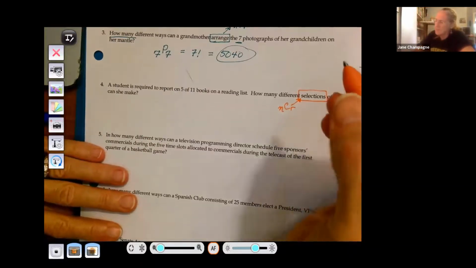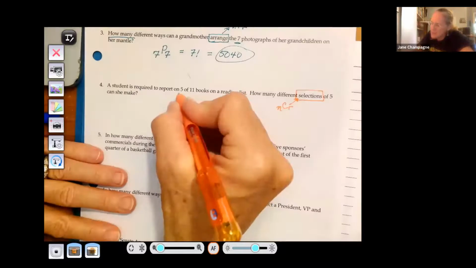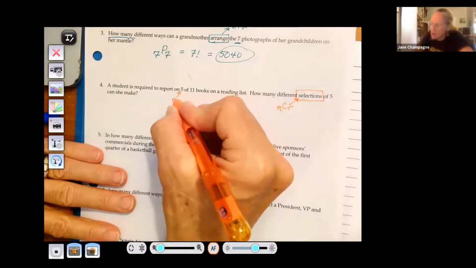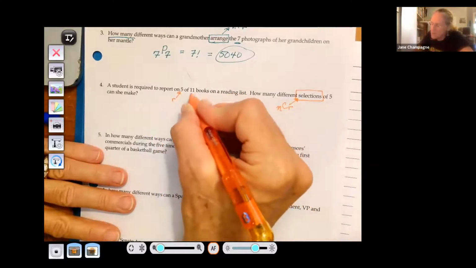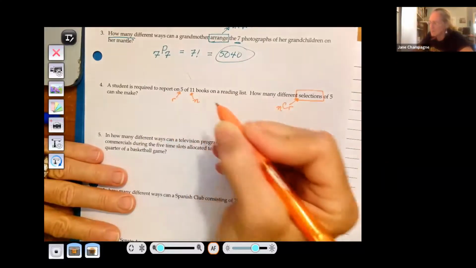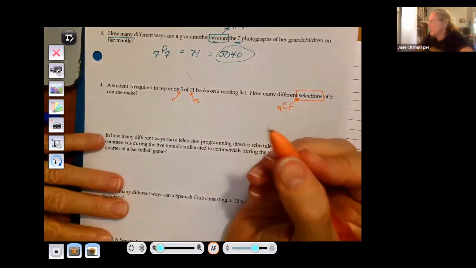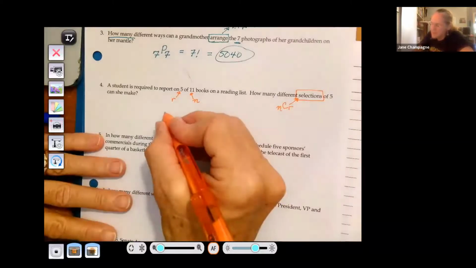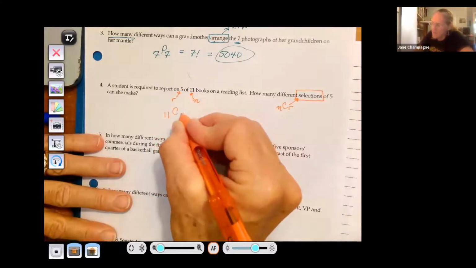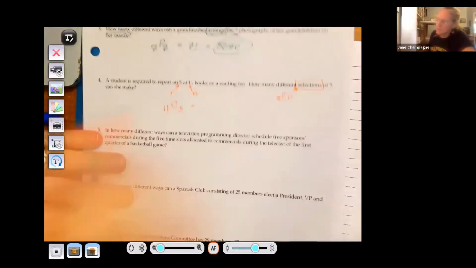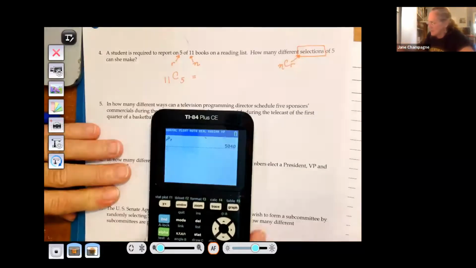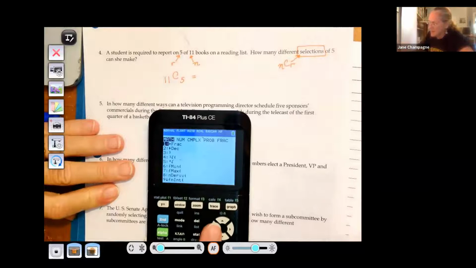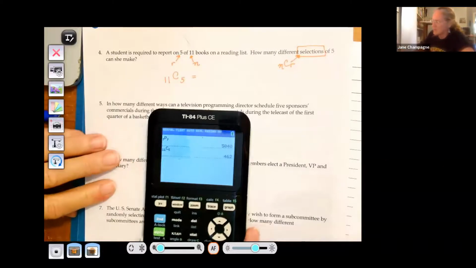Okay? We got 5 out of 11. The smaller number is always r. The bigger number is always n. So 11 books, choose 5 of them. This is the only way you can do this one. 11, math, probability, nCr, 5. 462 ways.